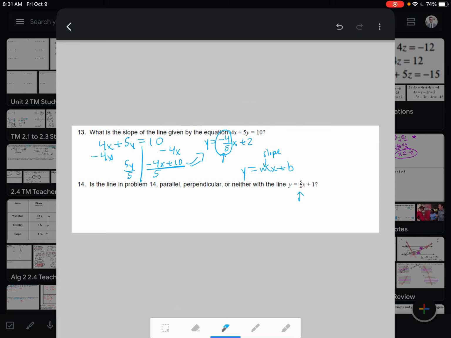So next here, we have positive 5 over 4 as our slope for number 14. So if we have negative 4 over 5 and positive 5 over 4 as our two slopes, what's their relationship? So look back in your notes and see if we change the sign and we flip the fraction, what does that mean?